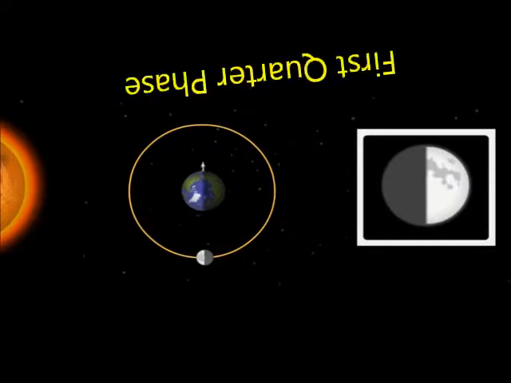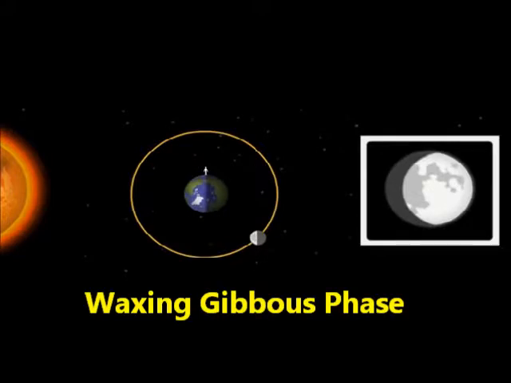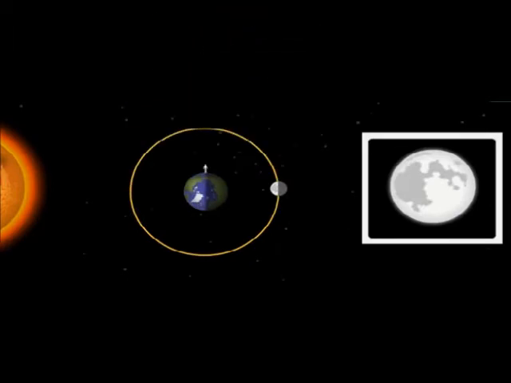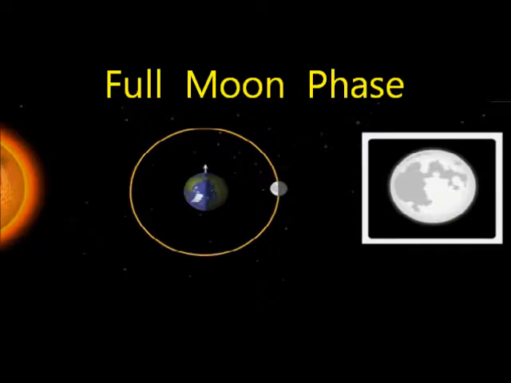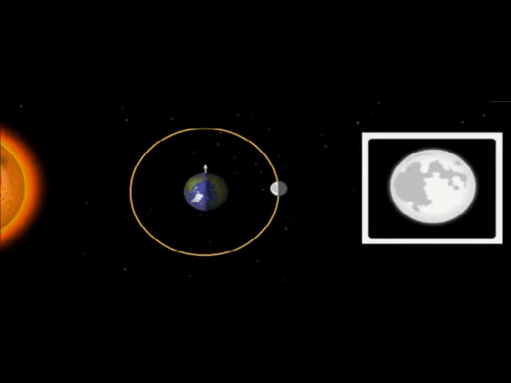In the first quarter, only one half of the moon is visible from the earth, because the lit half of the moon faces us and the other half is still in shadow. In the waxing gibbous phase, more than half of the moon is lit, and you see a very bright moon. You know that the full moon is just a few days away.